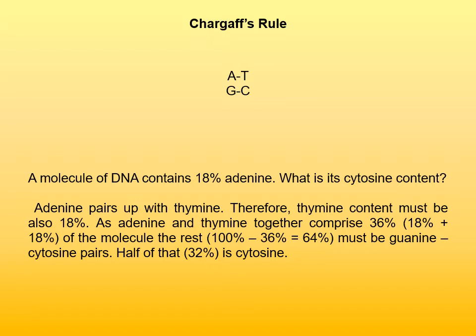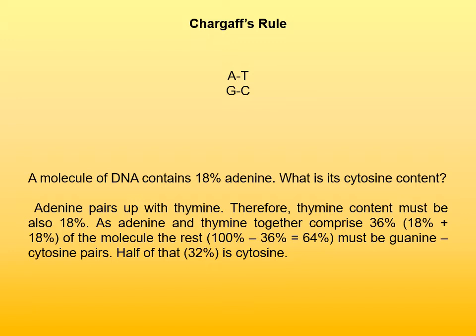Actually, there is more than one rule, but the most important rule states that DNA of any species, of any organism, has a 1-to-1 stoichiometric ratio of purine and pyrimidine bases. And more specifically, amounts of adenine and thymine are identical, and amounts of guanine and cytosine are identical.